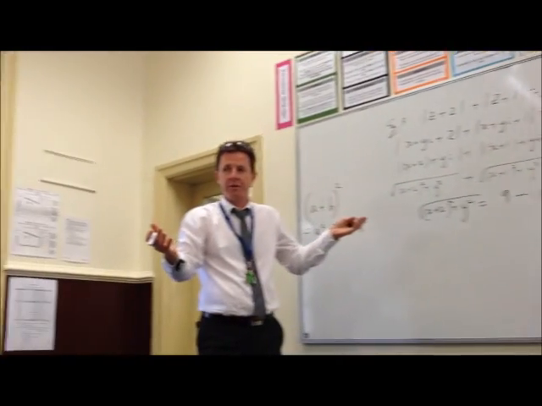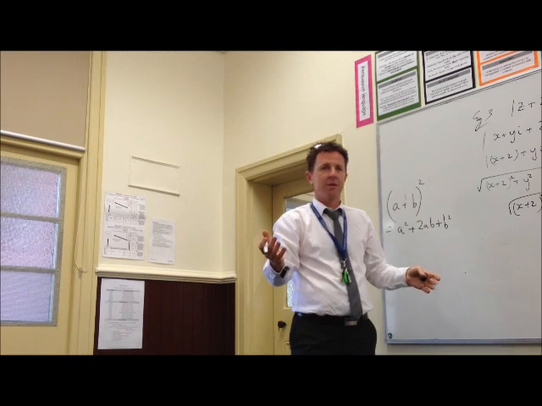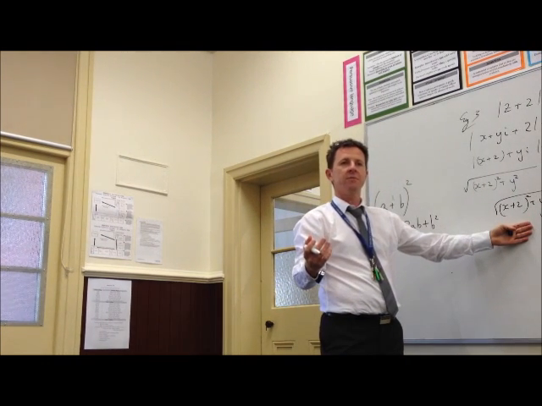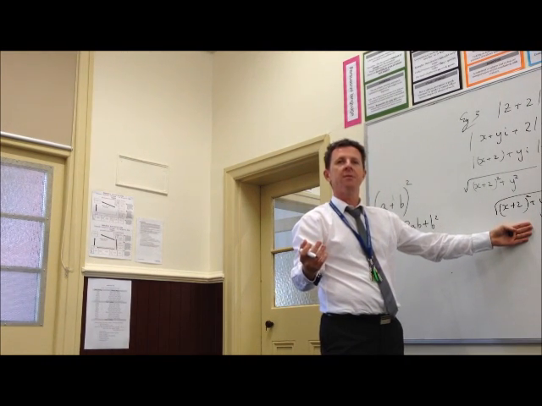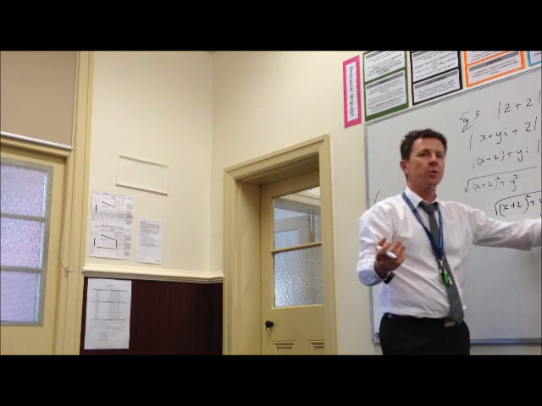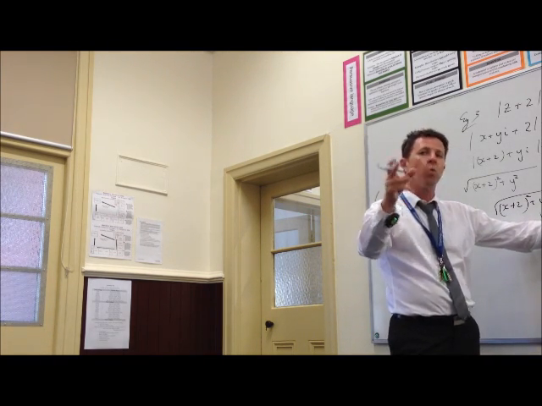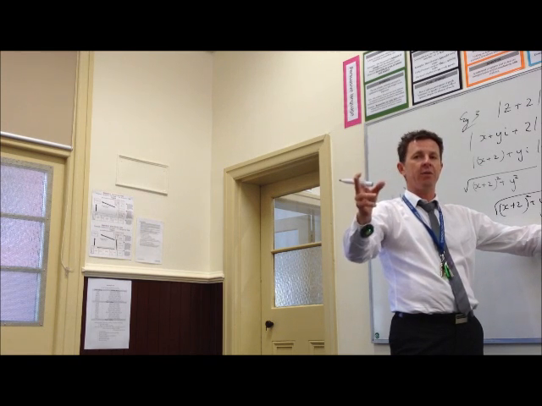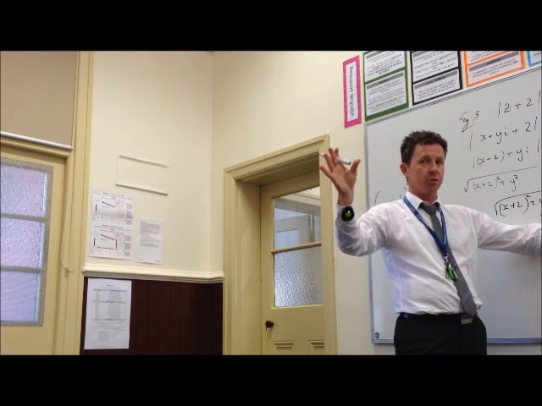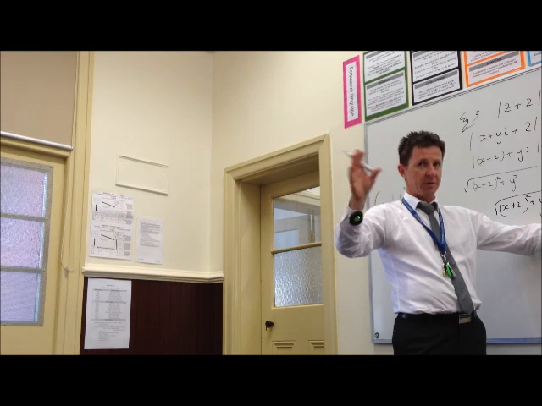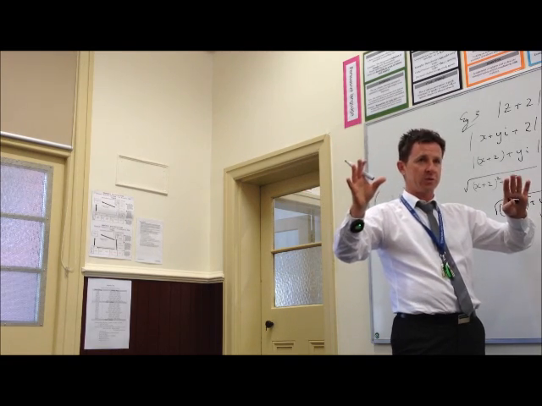Haven't changed anything, have I? I've just moved it over. Can you square this side now and let the root escape? Yes. Can you square this side? Well, you're saying no, but why? It might not disappear the root completely, but it won't be an ugly square root. Do you see what I mean?